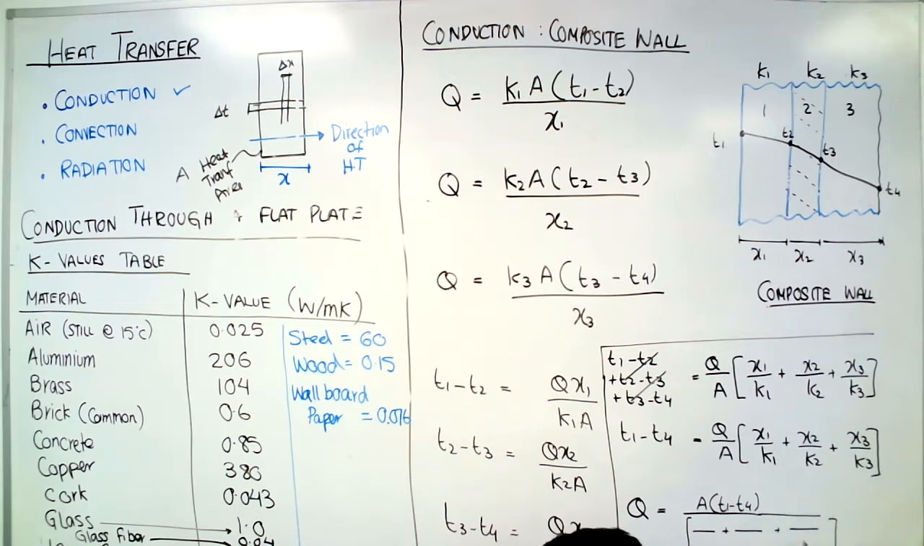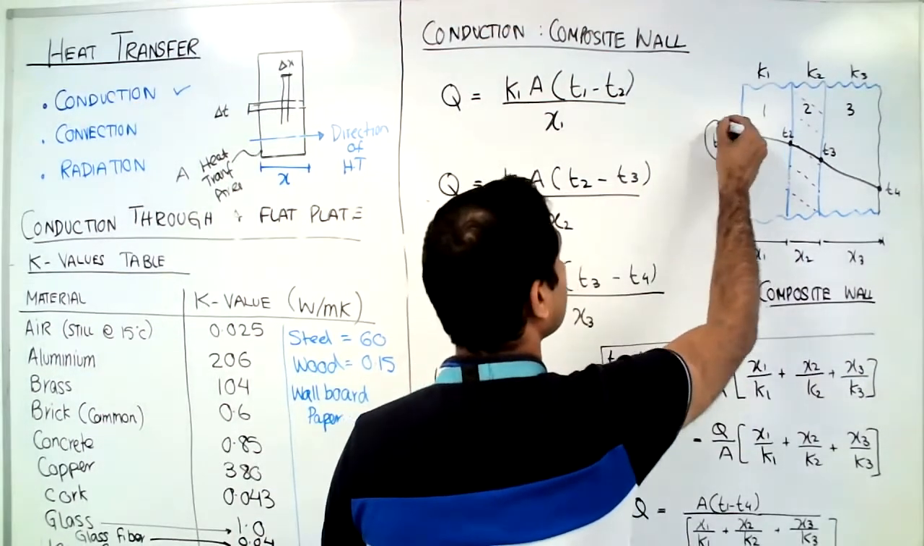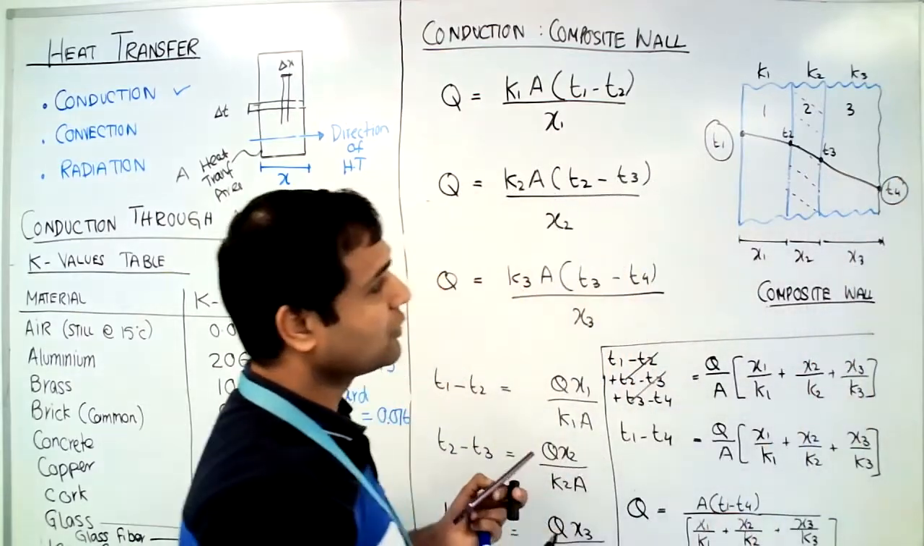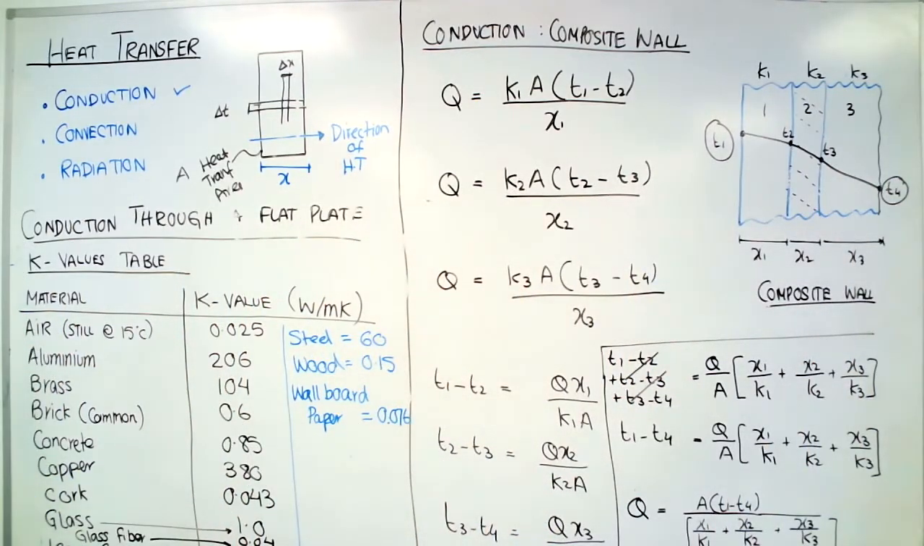It's going to be like this: X1, X2, X3, K1, K2, K3. So this is the heat transfer from point 1 to point 3 in a composite wall. If you are given the K values, the thickness values, the initial and final temperature, and the area, you can find out the heat transfer.